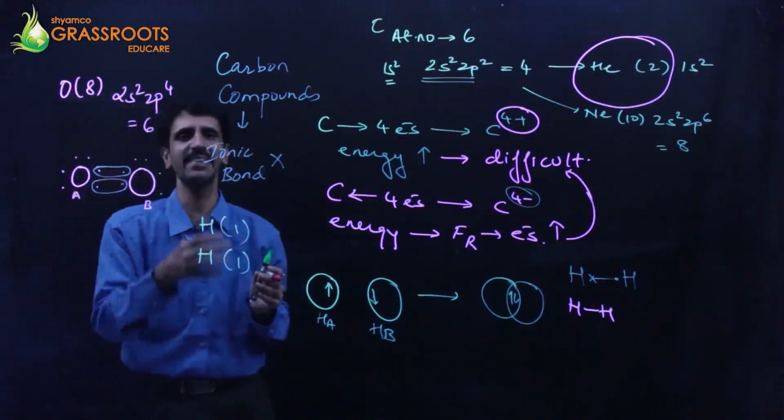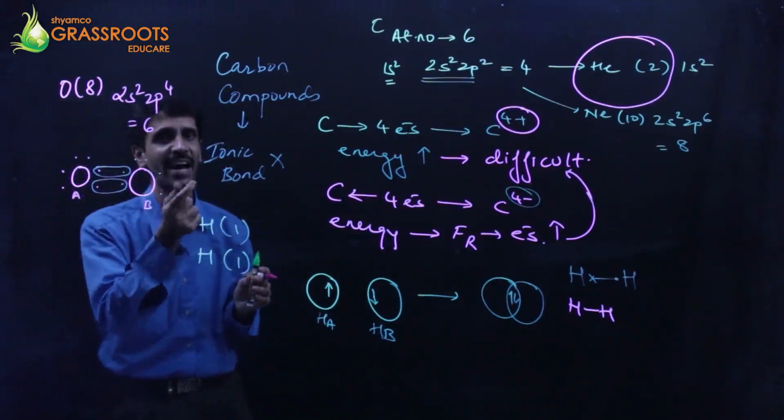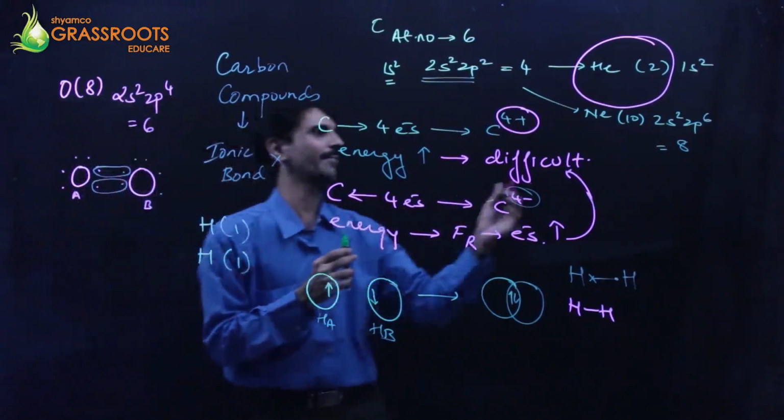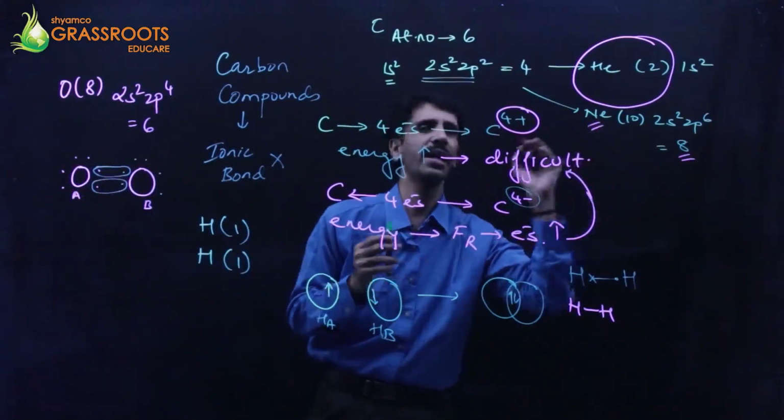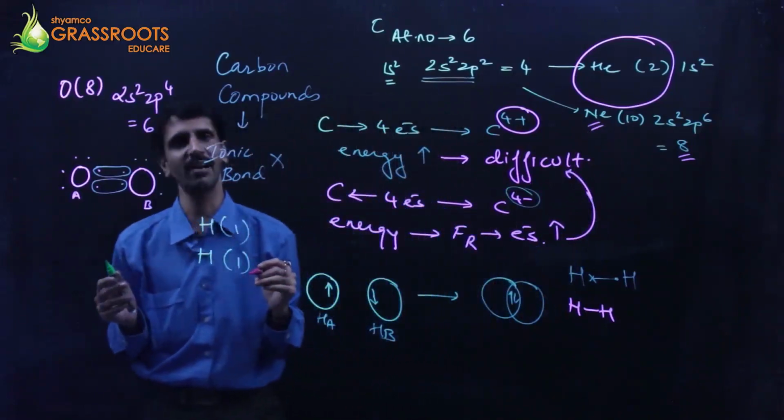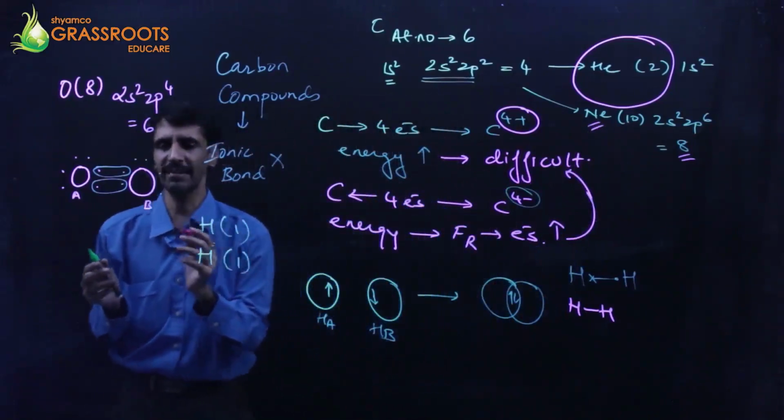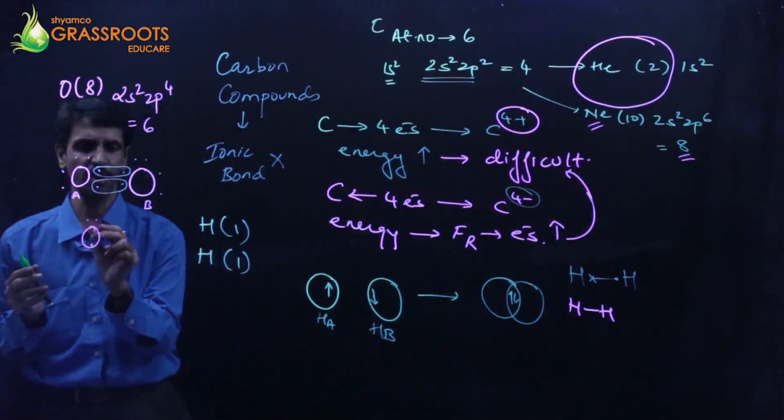तो 4 और 4 कितना हो गया? Yes, कितना हो गया? 8. और देखो 8 है मतलब वो किसका कॉन्फ़िगरेशन हो गया? नियॉन का कॉन्फ़िगरेशन उसने हासिल कर लिया. Alright, so as a result of which what we have is oxygen.